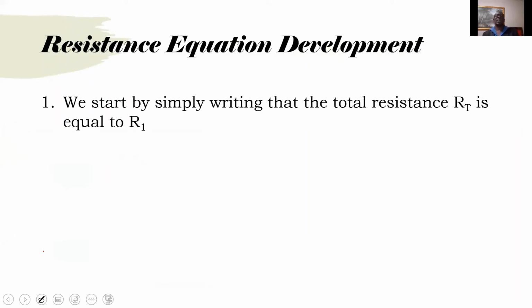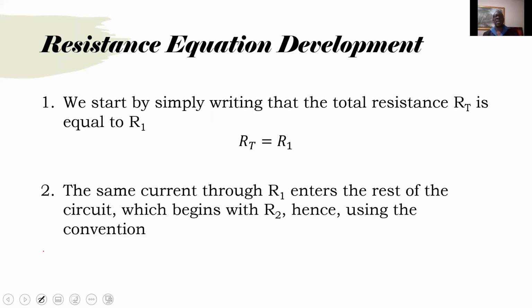Now, we get started by simply writing RT is equal to R1. So let's write that. RT is equal to R1. Why? Because that's the first resistor we encounter. The next thing we're going to determine is how R1 is connected with the rest of the circuit. Based on what we just showed, all the current leaving R1 goes to the rest of the circuit, so they are in series. The same current through R1 enters the rest of the circuit, which begins with R2.